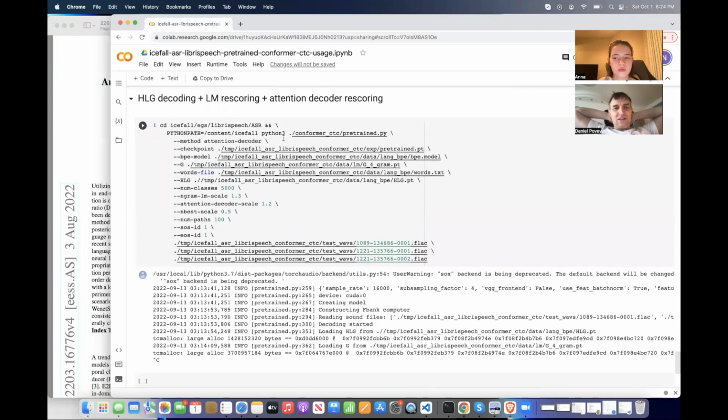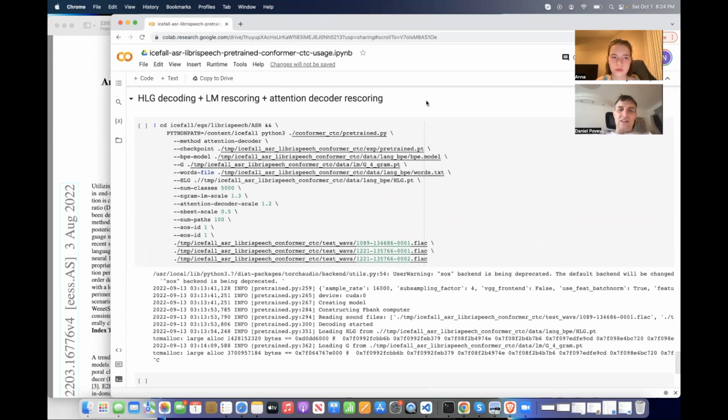So here we're adding attention decoder rescoring. This means that we do the first pass of decoding with the CTC output of the neural net to generate a lattice. Then we do the LM rescoring with a larger LM, and then we generate an n-best list from that lattice. We use a very simple randomized algorithm to do that. And we score each element of the n-best list with the attention decoder output of the neural net.